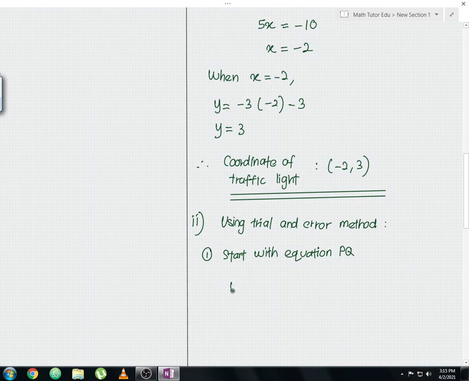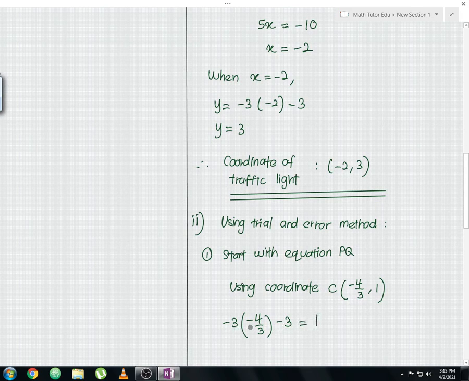Okay, so by using coordinate C, where it is negative 4 over 3 comma 1, let us substitute the x value into the equation. Your straight line equation PQ is negative 3x minus 3. So you substitute negative 4 over 3 into the equation. So negative 3 times negative 4 over 3, minus 3 equals 1.